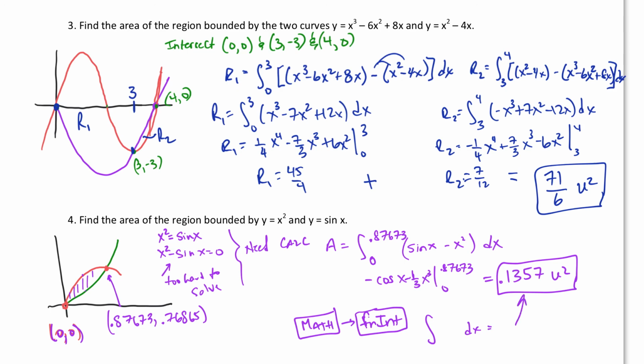If you have the older software, you're going to have to do the parentheses thing, and you'll have sine x minus your x squared, and then you'd have to do comma x from 0 to 0.87673. Now, depending on the software you have, most of you will have the new software, and you just put in the integral, hit enter, and you get your answer. So that's how we can do it on our calculators, and this is definitely one where you're going to need to do it with your calculator.